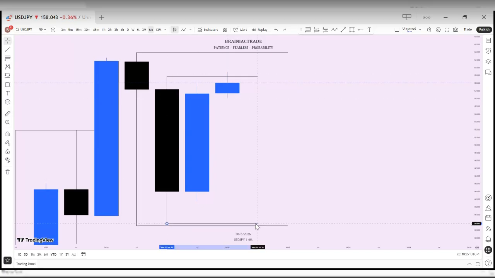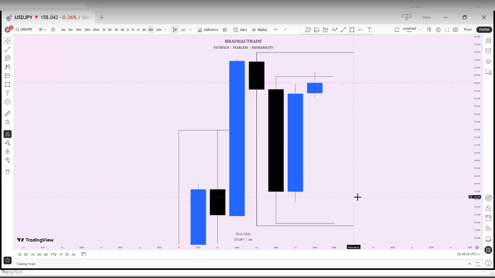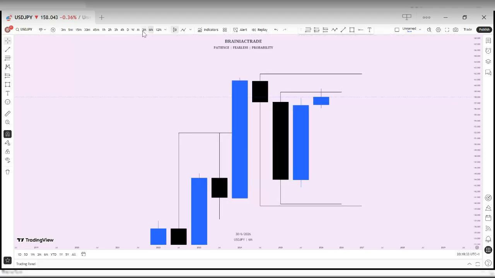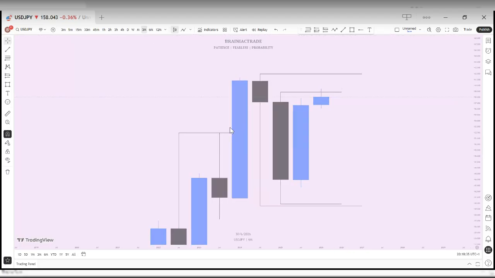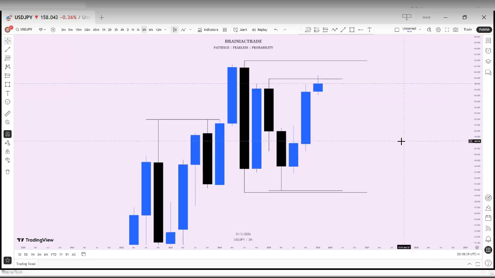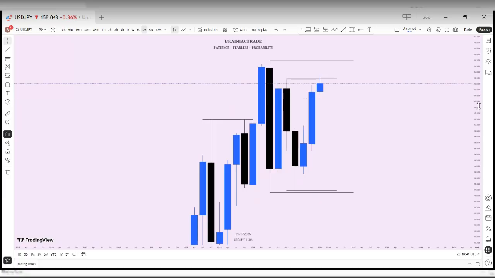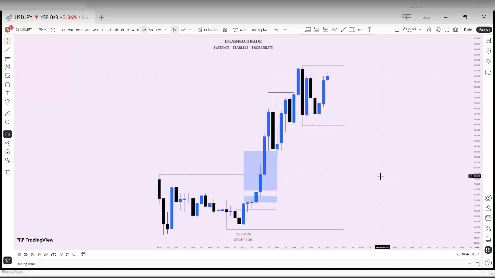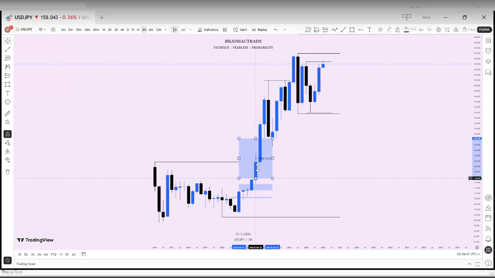So let's just add it to our confluence. So we just mark it out, then we drop to lower time frame. Now we go over to the 3 months time frame. So in the 3 months time frame, what are we seeing here?